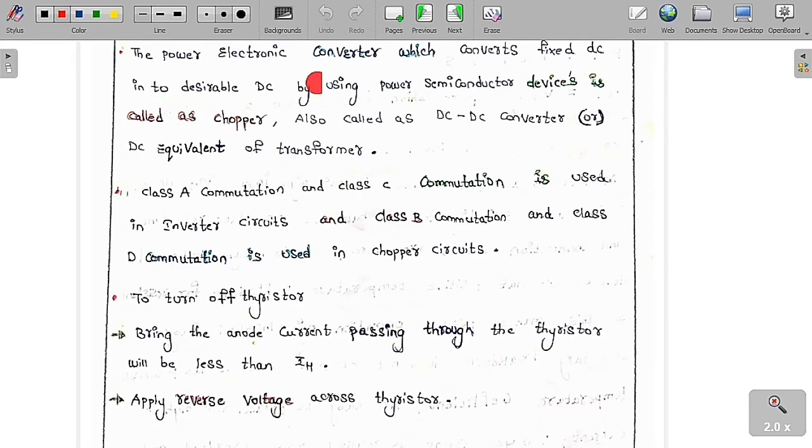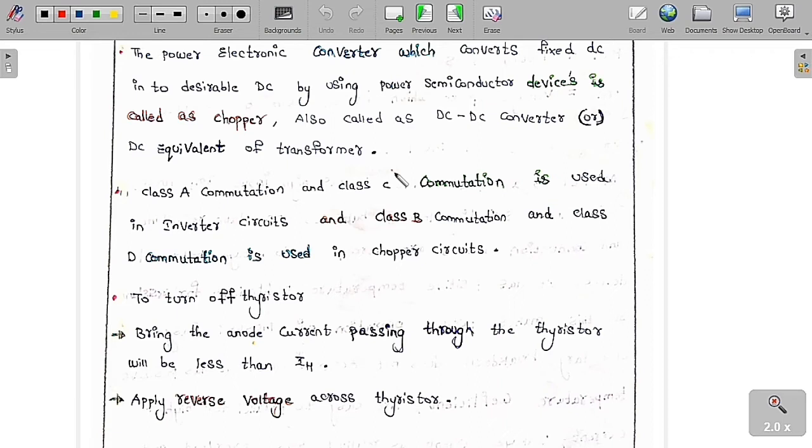The power electronic converter which converts the fixed DC into variable DC by using power semiconductor devices is called a chopper. It is also called a DC to DC converter or the DC equivalent of a transformer.